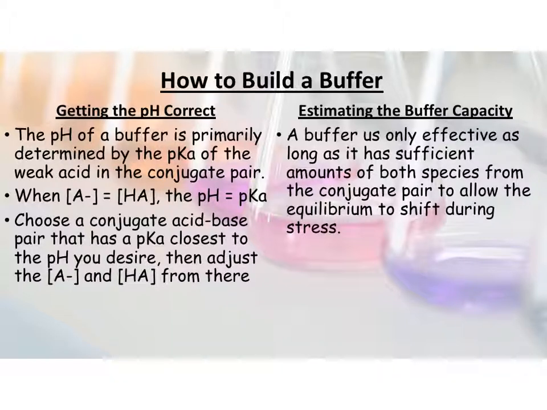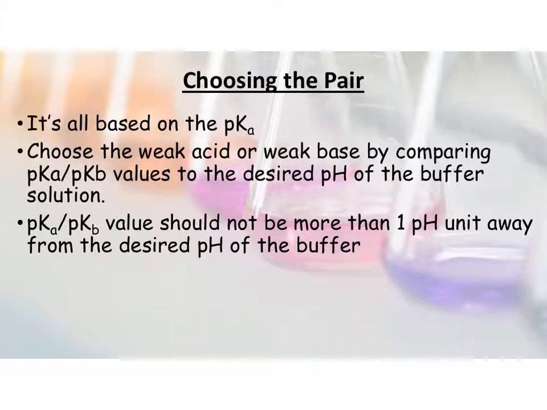The other thing you have to keep in mind when building a buffer is buffer capacity. If you know the amount of something, acid or base, that your buffer is going to be subjected to, that can help you make sure that you have a buffer with a high enough buffer capacity to neutralize that added acid or base without a big change in the pH. All right, so again, choosing the pair is all based on the pKa of your weak acid or pKb of your weak base. And make sure that your pKa or pKb value is not more than 1 pH unit away from the desired pH of your buffer, or it's just not going to work.